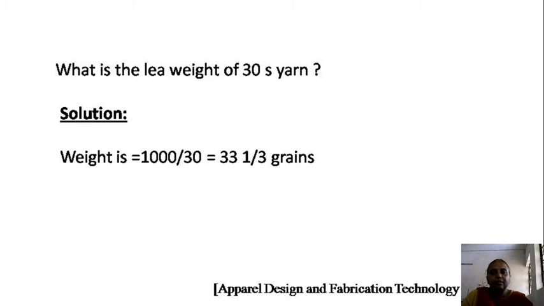Next, what is the lea weight of the 30s yarn? Solution: the weight of that is 1000 divided by 30, that is equal to 33.3 grains. You have to find the lea weight, that is in grains.